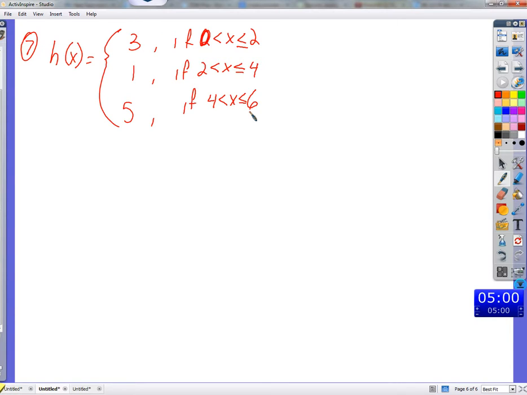We're supposed to graph the function. Okay, let's create a table of values first. Let's say I want to plug 0 in for x. Which function am I supposed to use?